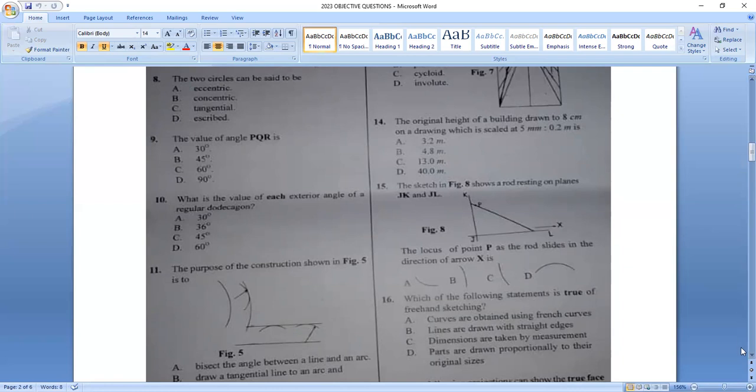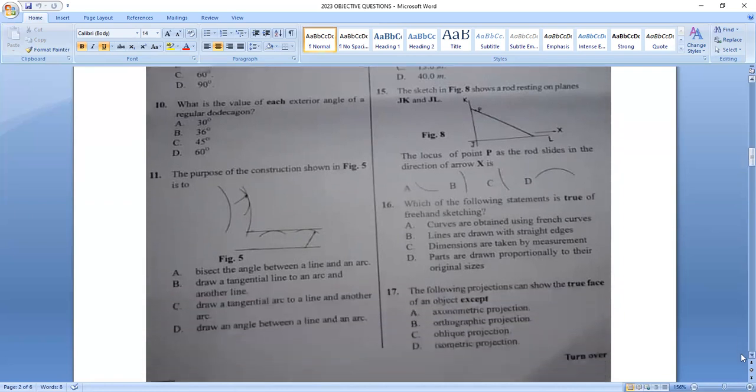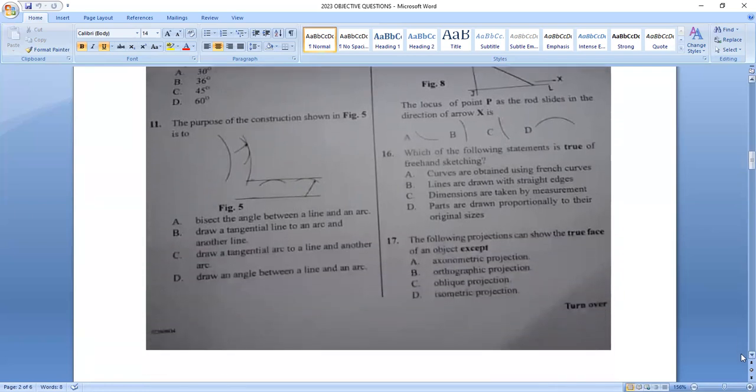Okay, so then we move to question 16. Which of the following statements is true of freehand sketching? The answer to this question is option D. Parts are drawn proportionally to their original sizes.